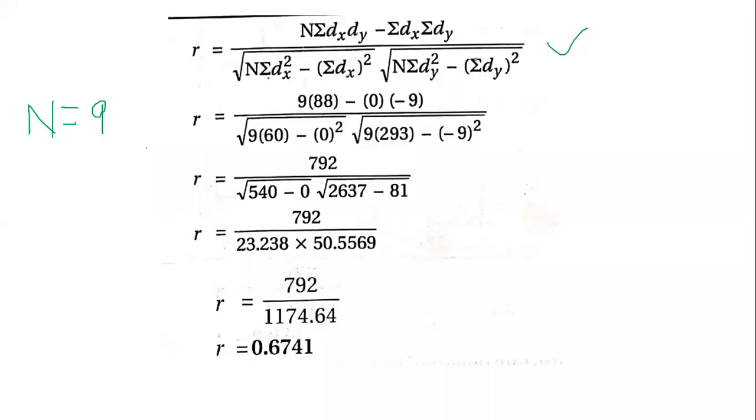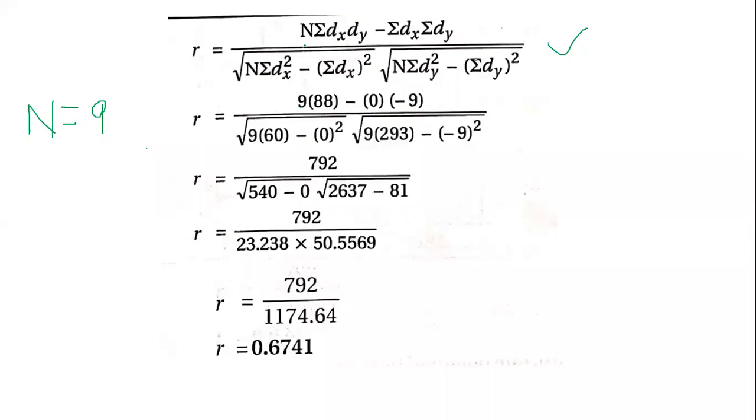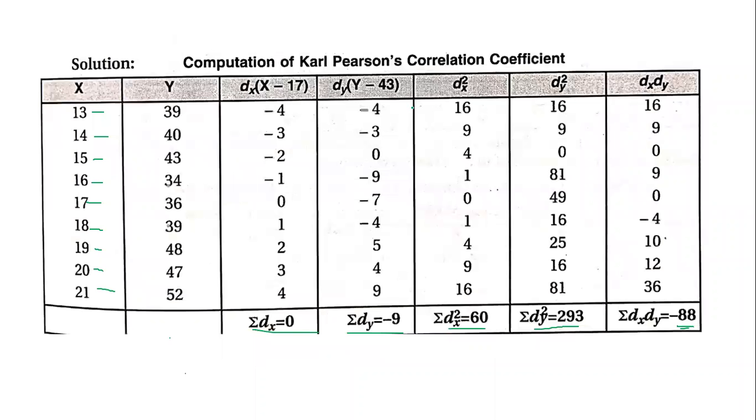Next, what are the important values here? Sigma dx dy is minus 88. Sigma dx is 0. Sigma dy is minus 9. Sigma dx square is 60. Sigma dy square is 293. So let's put all those numbers here. Sigma dx dy is 88 minus sigma dx is 0, sigma dy is minus 9. That is what we have calculated here, minus 9.